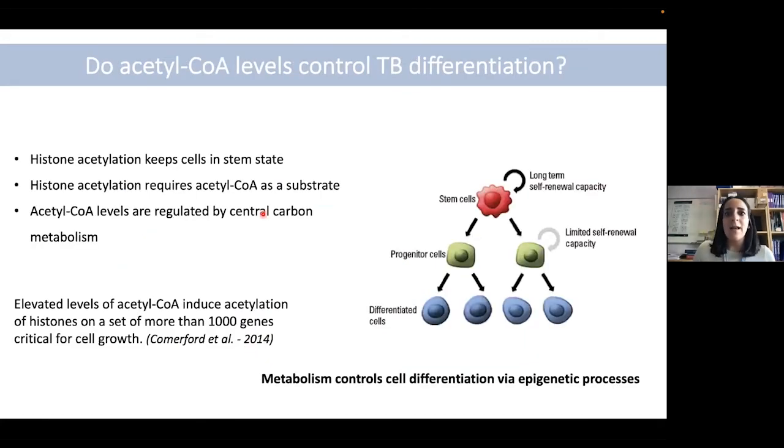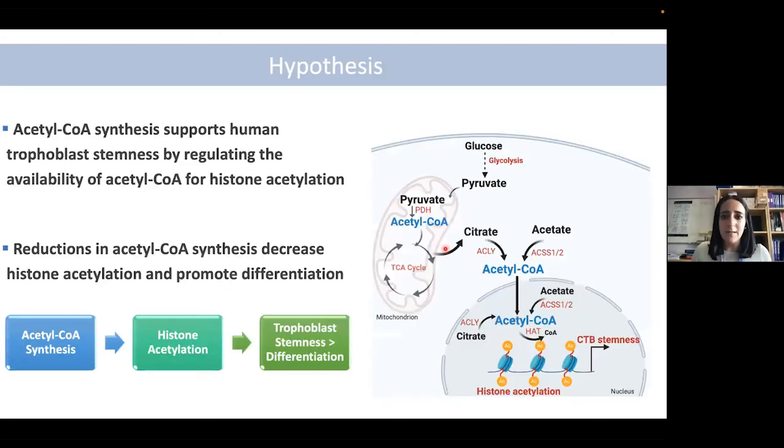So do acetyl-CoA levels control trophoblast differentiation? Well, we know that in order to maintain a cell in its stem state, it needs higher histone acetylation levels. And when this histone acetylation drops, the cell will start to differentiate. And this histone acetylation, in order to be maintained, requires acetyl-CoA as a substrate. But what regulates the acetyl-CoA is actually the central carbon metabolism. So it's the metabolism that controls cell differentiation via epigenetic processes. So here come our hypotheses.